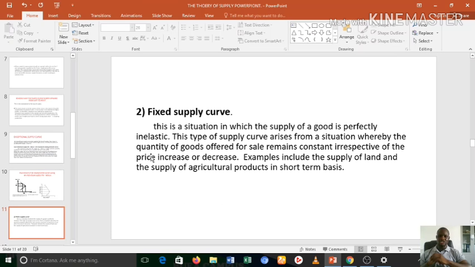Let's look at the second scenario. The second scenario that leads to an exception to the supply curve, or an exceptional supply, is the fixed supply curve. Now, what is a fixed supply curve? A fixed supply curve is a situation generally where despite the price change of goods and services in the market, the quantity supplied remains constant.